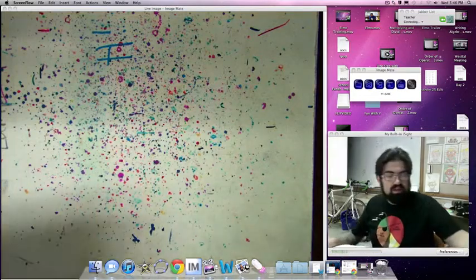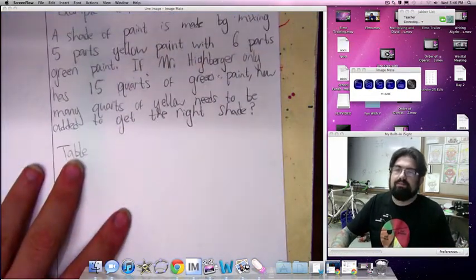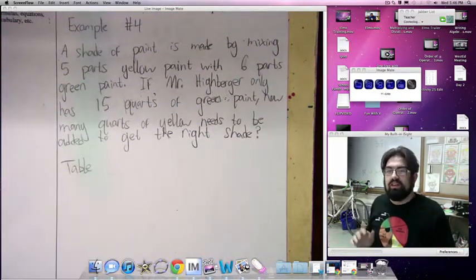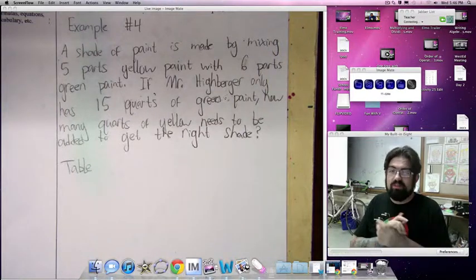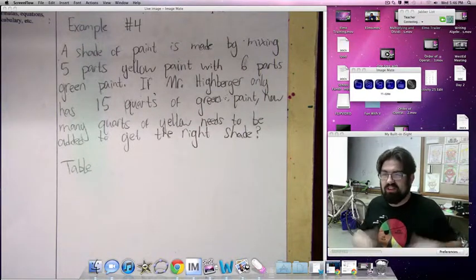Example number 4, and that is it for tonight. By the way, Mr. Heiberger is a fantastic painter if you didn't know this. I've heard. He paints houses.